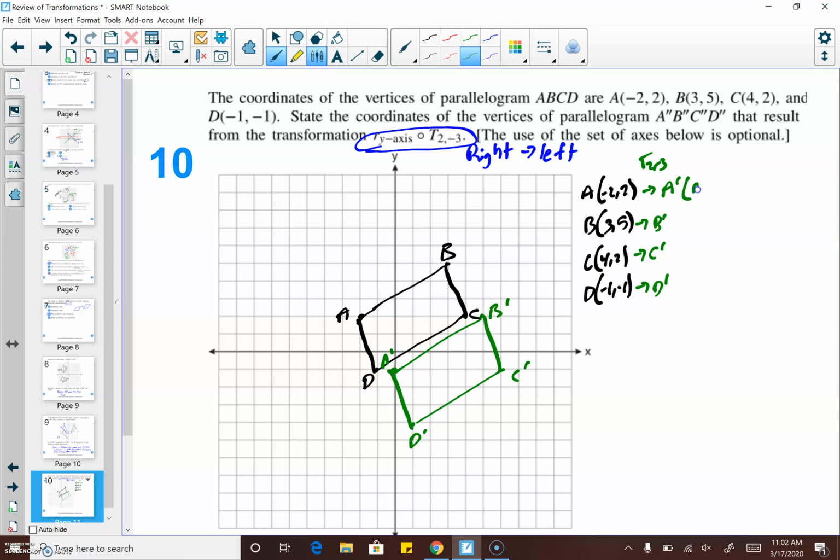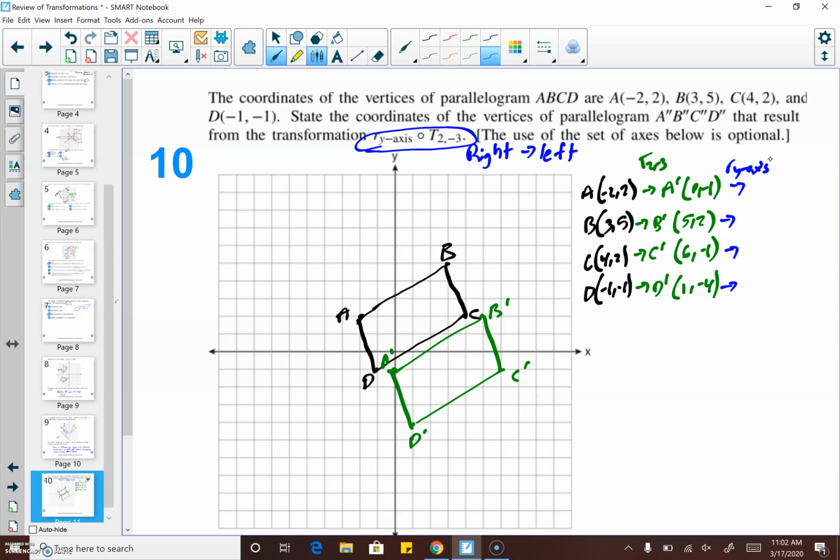So we've got 0, -1. We've got 5, 2. We have 6, -1. And we have 1, -4. Then for the last piece, as we finish this, we're going to end up doing our reflection over the y-axis.